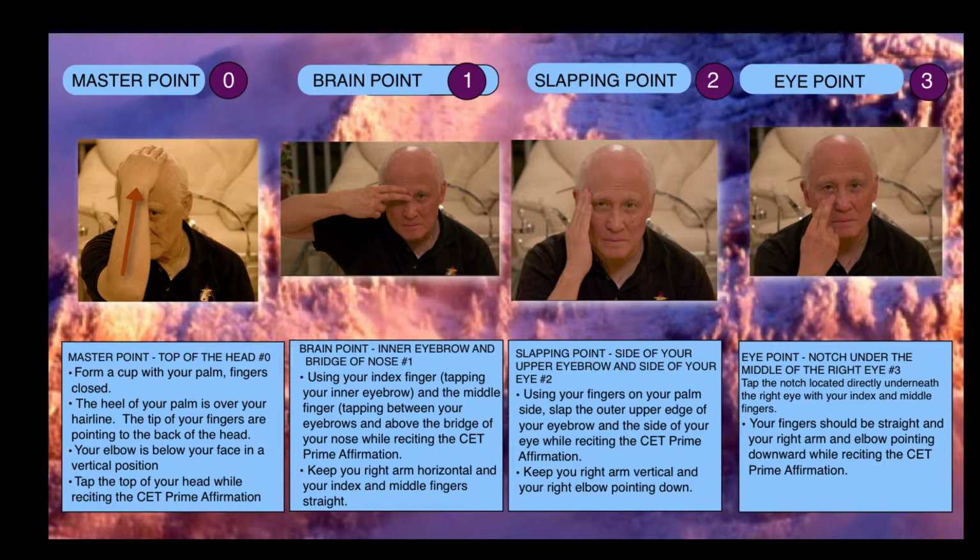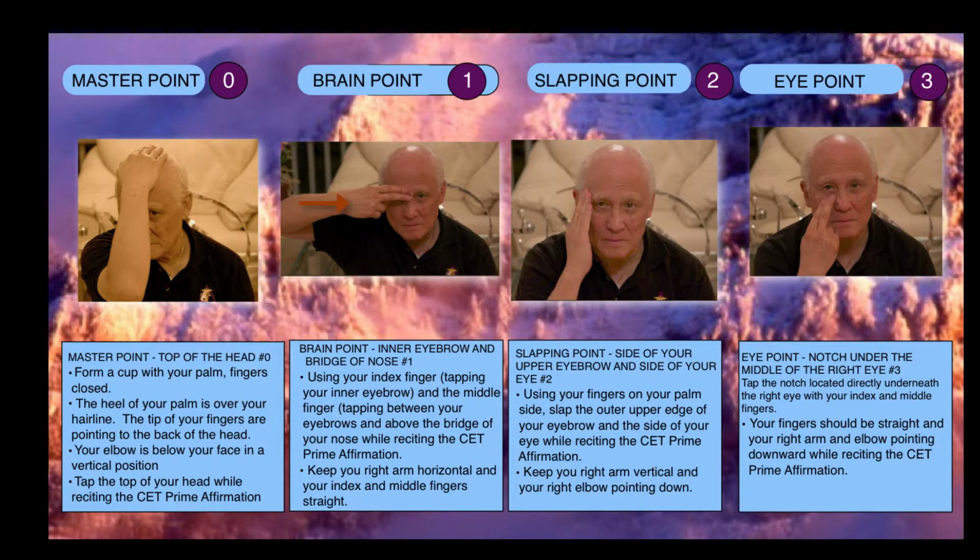Form a cup with your palm, fingers closed. The heel of your palm is over your hairline. The tips of your fingers are pointing to the back of the head. Your elbow is below your face in a vertical position. Tap the top of your head whilst reciting the CET Prime affirmation.